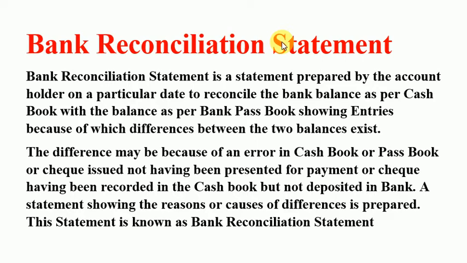Whenever a business is maintaining a double column cash book with all the banking transactions recorded in the bank column, there is simultaneously a book prepared by the bank for the account holder, which is known as passbook or bank statement. So whatever transactions are recorded in the bank column of cash book are also simultaneously recorded by the bank in a book known as passbook.